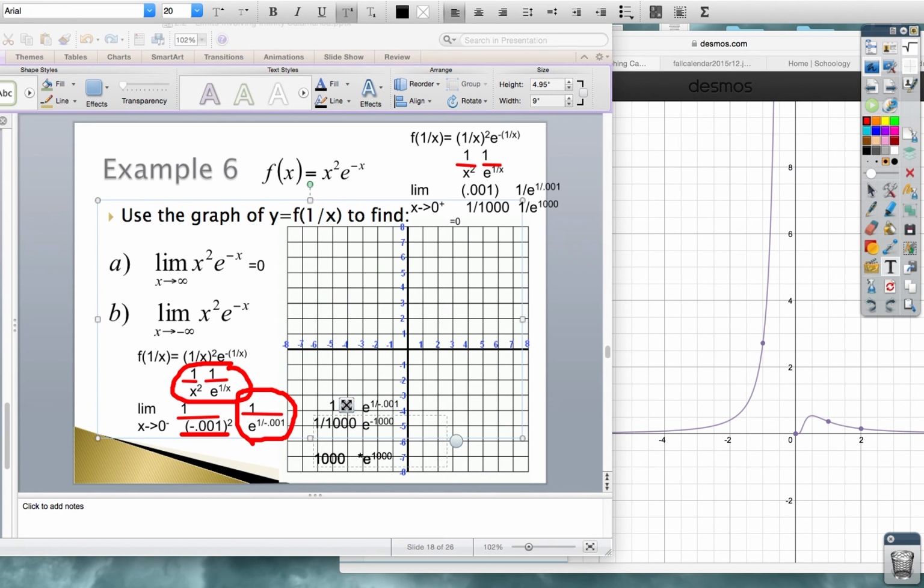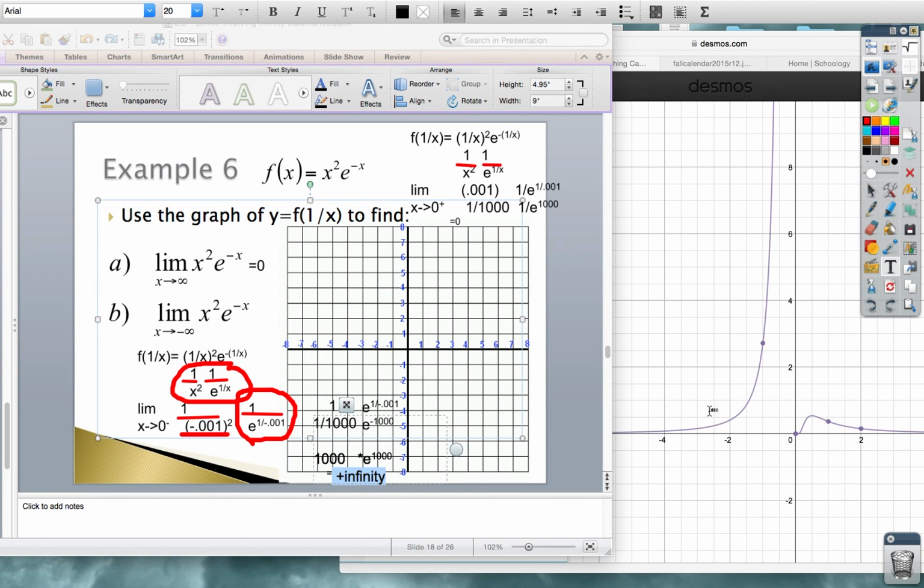You notice here that 1,000 times e to the 1,000 is going to get exponentially larger. And if we chose a number that wasn't to the 1,000th power, say 10,000th, it would get even bigger. So this function, as x approaches 0 from the negative side, is going towards positive infinity, as you can see here.